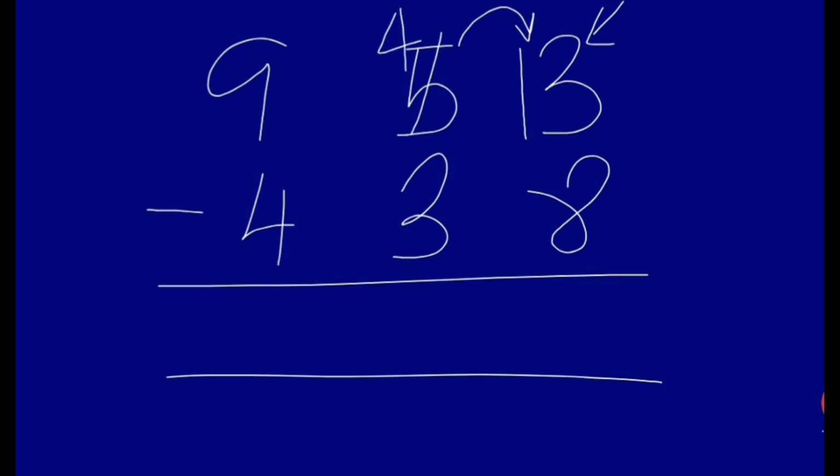Okay? So 13 is now higher than 8. So 13 take away 8 gives you 5. This one remains 4. 4 take away 3 remains 1. And this one remains 9 as it is. 9 take away 4 remains 5. So that's the final answer on this. So whenever you are given a problem this way, take away and add to it.